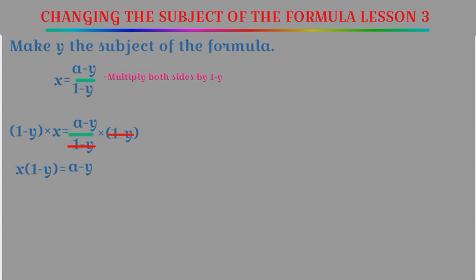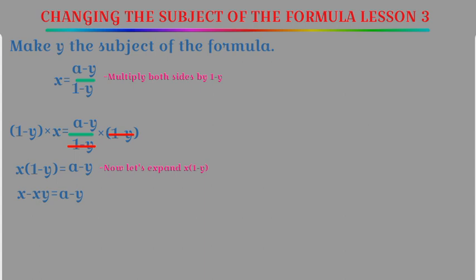So what do we do now? On the left side, we are going to expand x open bracket 1 minus y. So x multiplied by 1 will give us x, then x multiplied by negative y will give us negative xy, which is equal to a minus y.